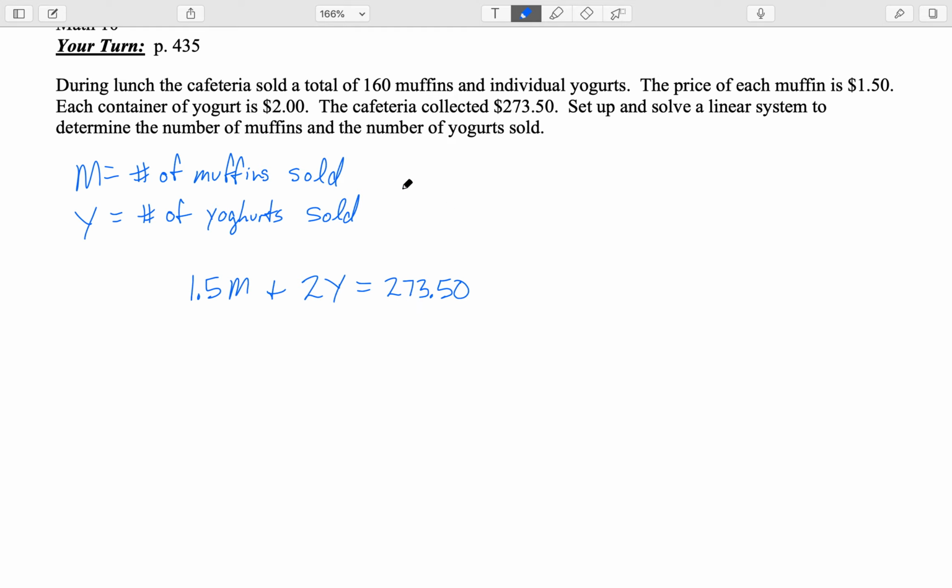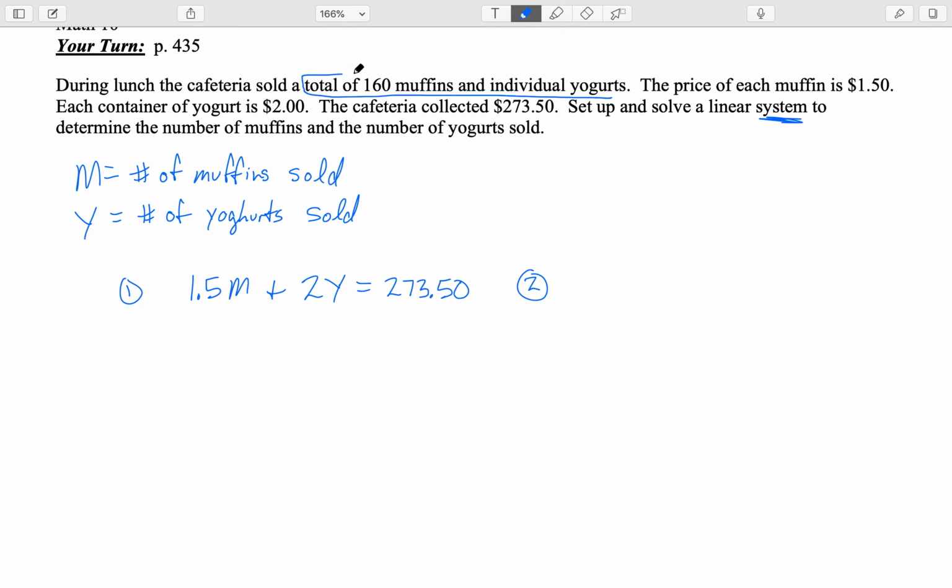I could move over the M or move over the Y. I don't know what to do here. Now what? It says set up and solve a linear system. System means two equations. I've got one equation. I need a second equation. What's my other equation going to be? Is it $2? No. Is it 273? What have I not used here? It says during lunch, the cafeteria sold a total of 160 muffins and yogurts. That's the number of them. Oh, that's a total number.